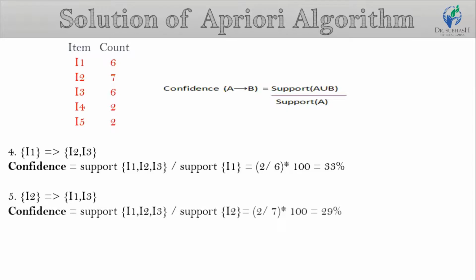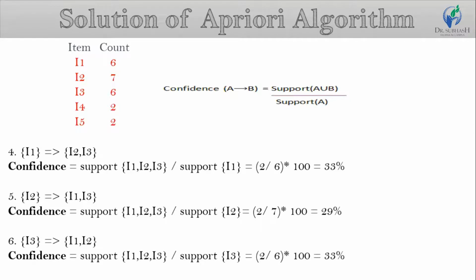Now next is I2 implies I1, I3. So confidence is equal to support I1, I2, I3 divided by support I2. So answer is 29%. Now next is I3 implies I1, I2. Now confidence is equal to support I1, I2, I3 divided by support I3. So answer is 33%.